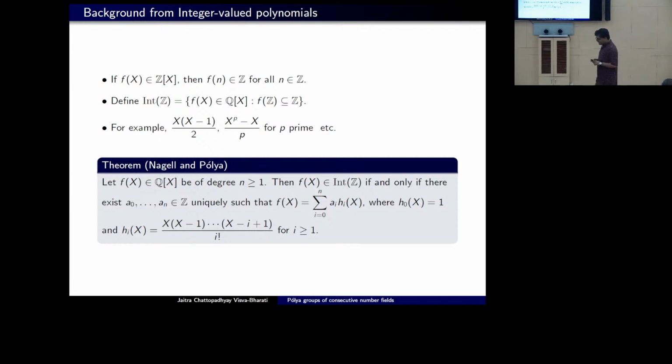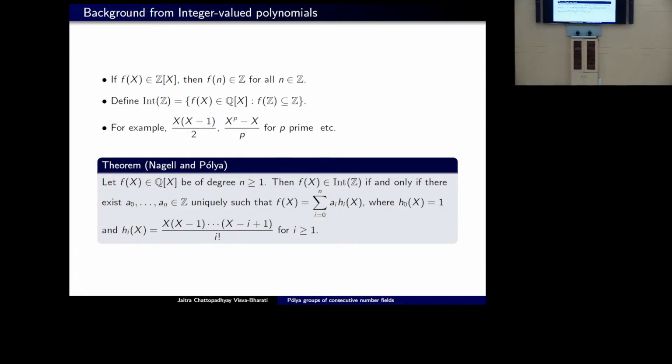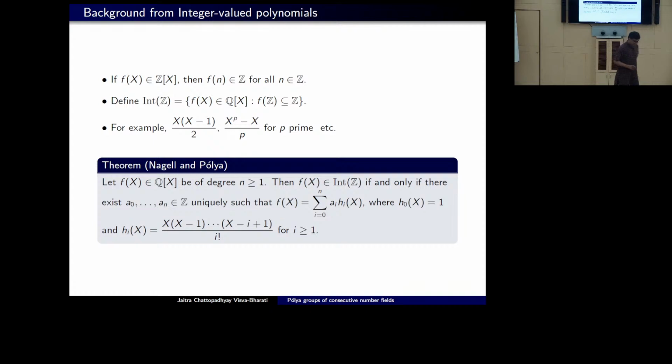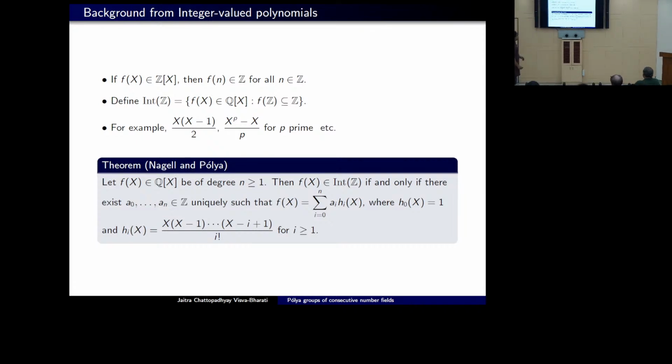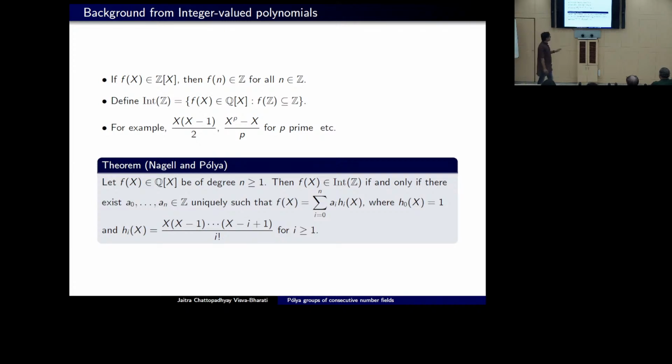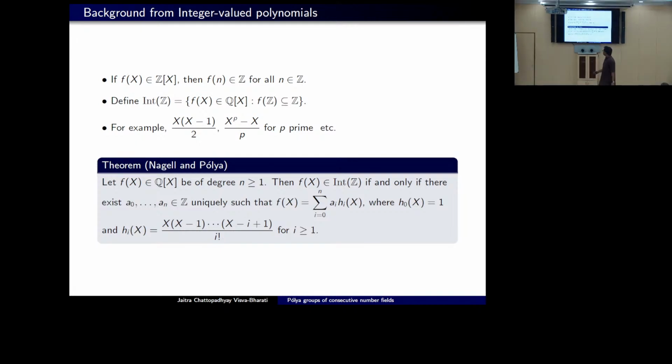Now, the next thing we can hope for is a good characterization of this set. How can we characterize it? What is the minimal set of elements we need to know so that we can generate every other element? This theorem by Ostrowski and Polya dates back almost 100 years. What they proved is that a polynomial with rational coefficients comes from the set Int(Z) if and only if it is an integer linear combination of polynomials h_i(x), which is just the product of i many factors, x(x minus 1) up to (x minus i plus 1), divided by i factorial.